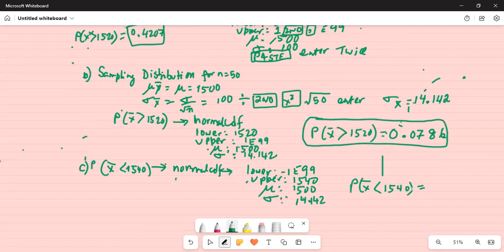Lower is the minus sign next to enter, then 1, then the second button, then the comma button gives you the E99, and your upper is 1540. So you're on the left of 1540, starting from -1 E99 as the lower boundary. And the answer is, enter and enter, 0.9976. So this answer is 0.9976.